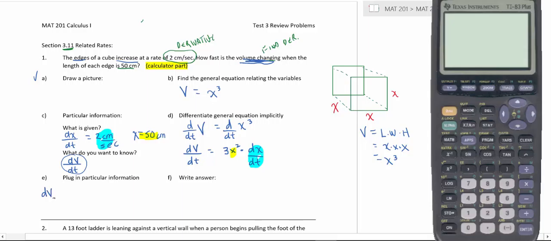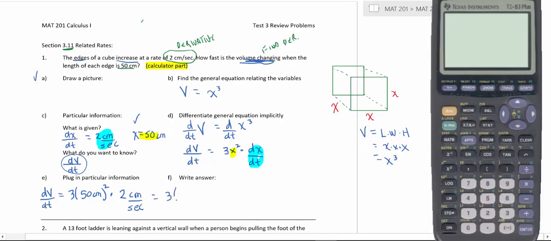We're finding dV/dt. So that is going to be 3 times, and it's good to put your units in there. x is going to be 50 centimeters. We know that. Times dx/dt, which was given as a rate of 2 centimeters per second. So I'm going to go ahead and work this out.